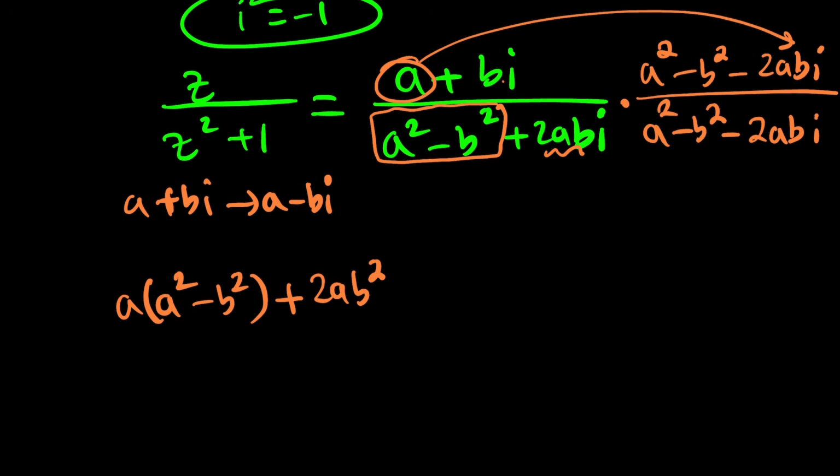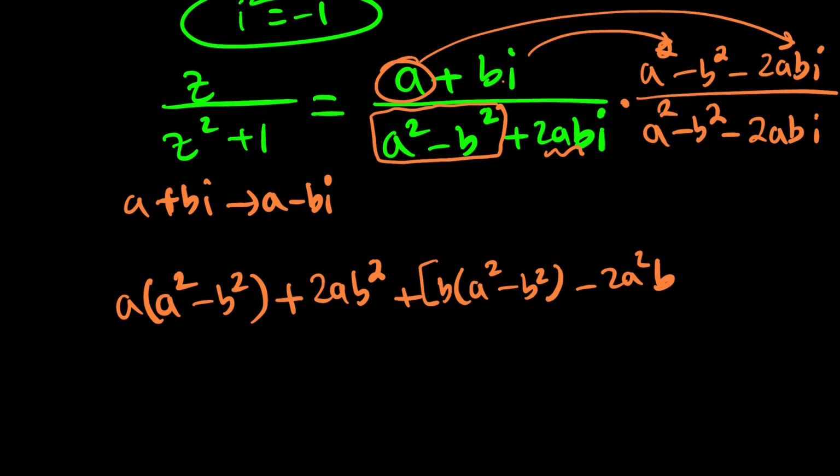That's the real part. And I'm going to distribute this over that. It's going to give me a minus sign. This is going to give me a plus sign. So let me start with that. b times a squared minus b squared. And then I have to minus 2a squared b. And this will be the coefficient of i, which is the imaginary part, okay, of the product, or whatever that is.